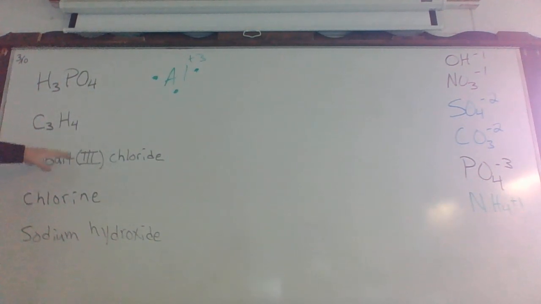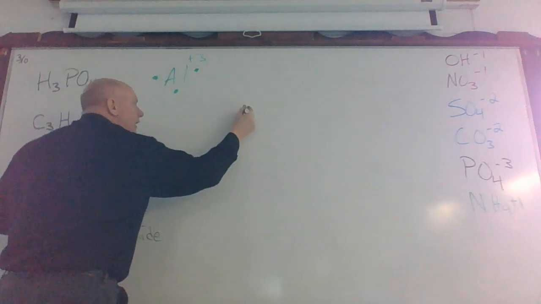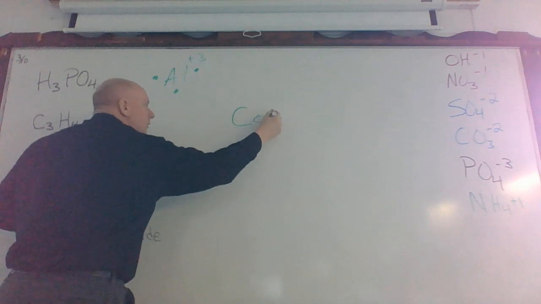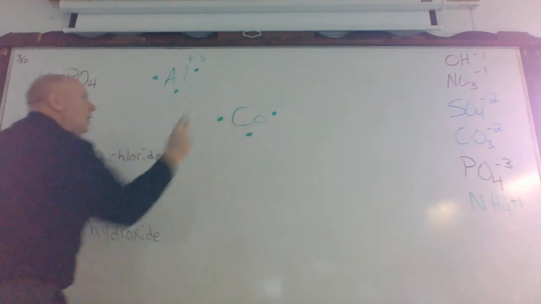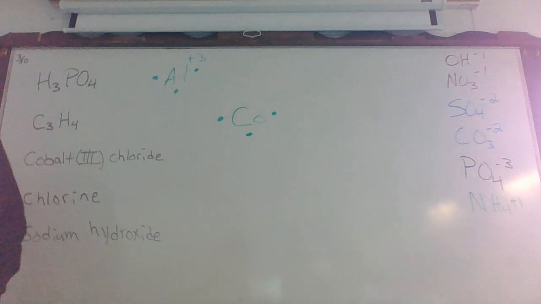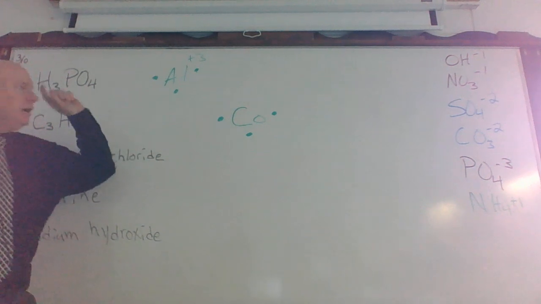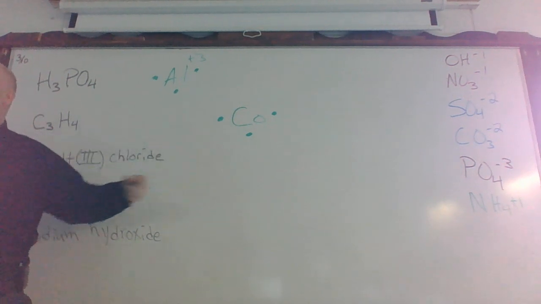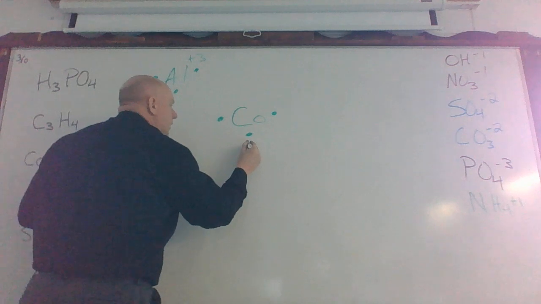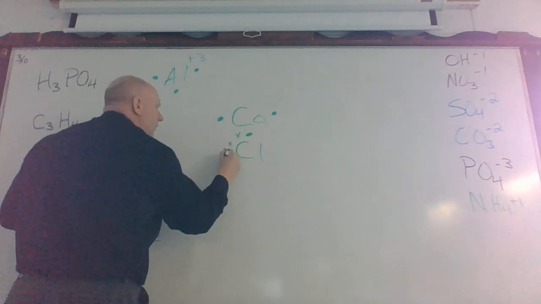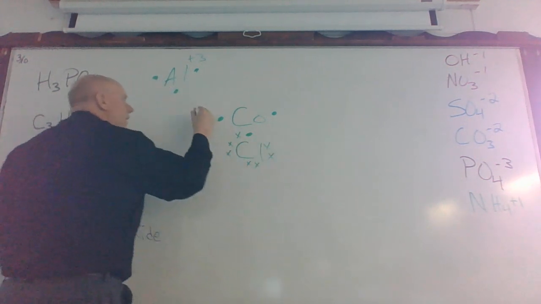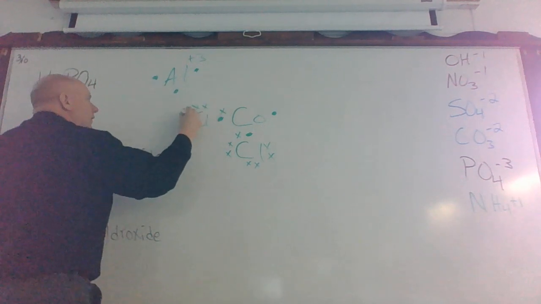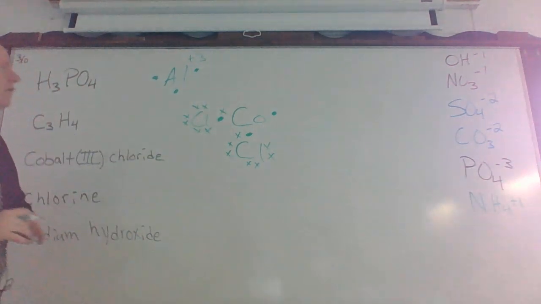But in this case, if we have cobalt-3 chloride, cobalt has how many valence electrons to give away? And the chloride ion, either being a halogen, a nonmetal, or whatever in column 7, has how many valence electrons? 7. So 7 plus 1 is going to give you what? That's right. So then, so on and so forth. Then you'd put that last one in there. Okay?